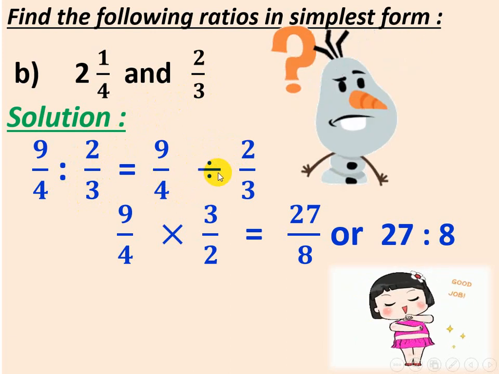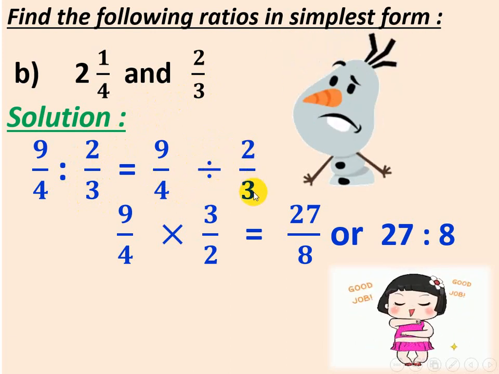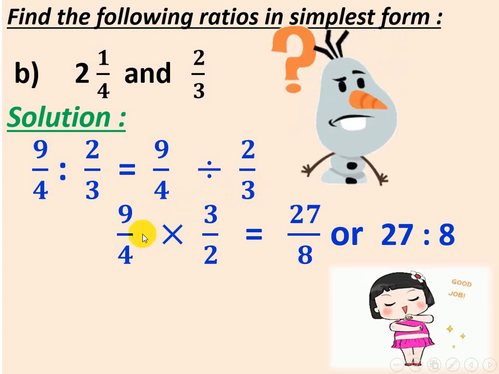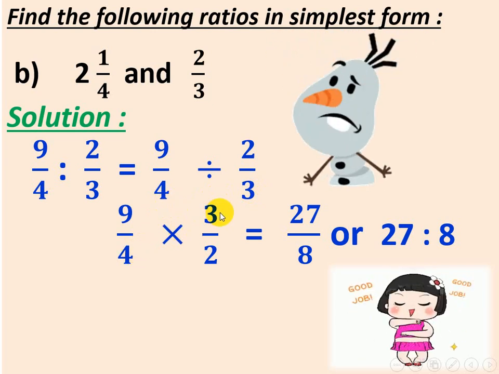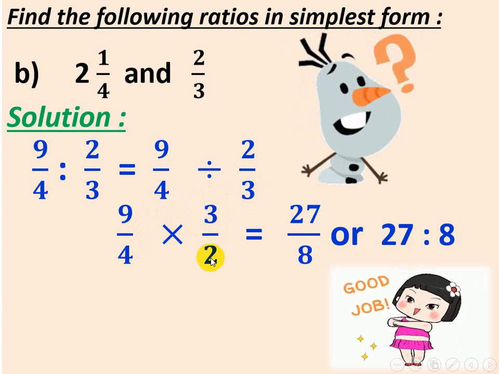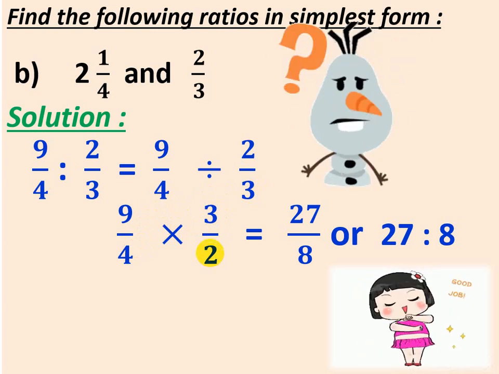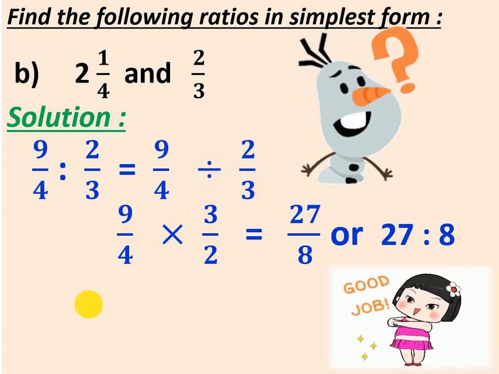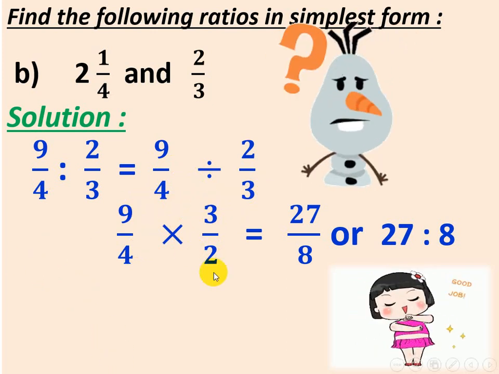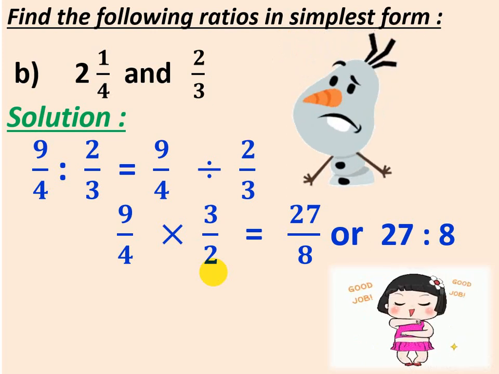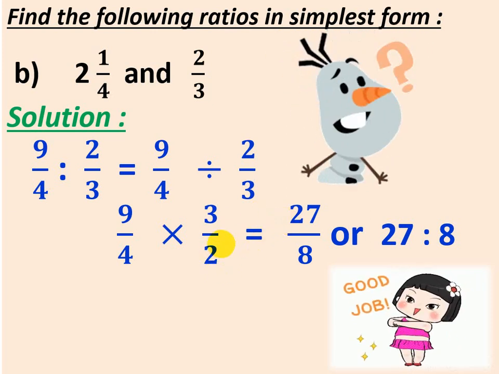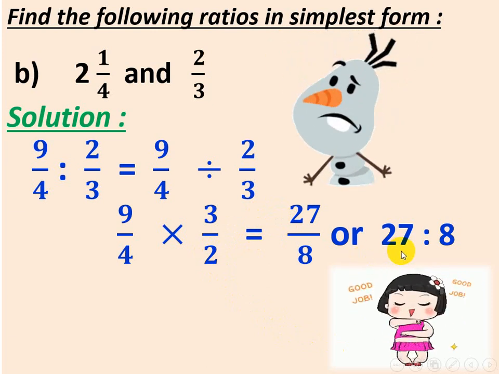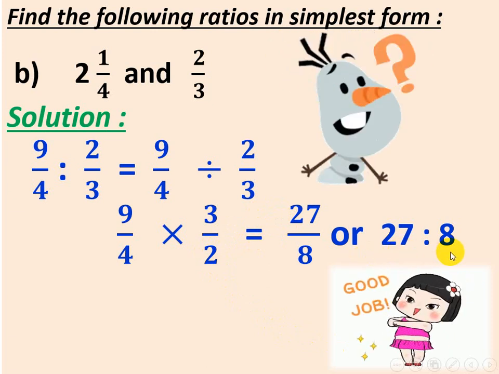9 over 4 divided by 2 over 3. From fifth primary, 9 over 4 times 3 over 2. Remember that way: 9 over 4 divided by 2 over 3 will convert into 9 over 4 times 3 over 2. By the calculator, you will get 27 over 8. Or in another way, 27 to 8.